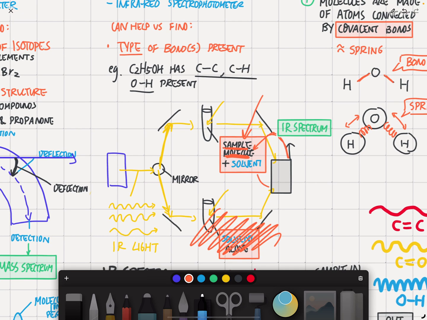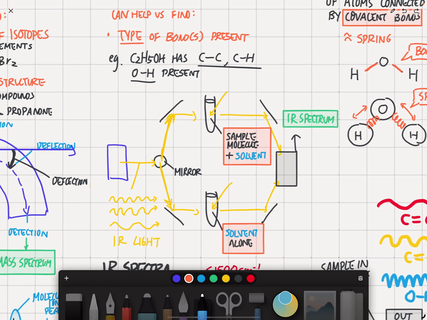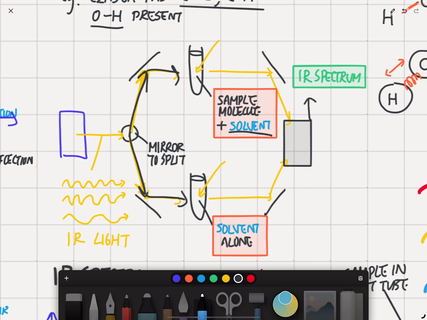So to solve this problem, the group of scientists who invented this technique have a workaround, which is to first use the mirror to split the infrared light into two identical beams, and then we pass these identical infrared light beams into two test tubes. One has sample and the solvent, the other has solvent only. By comparing the results from these two test tubes, we can just subtract those bonds due to the solvent alone.